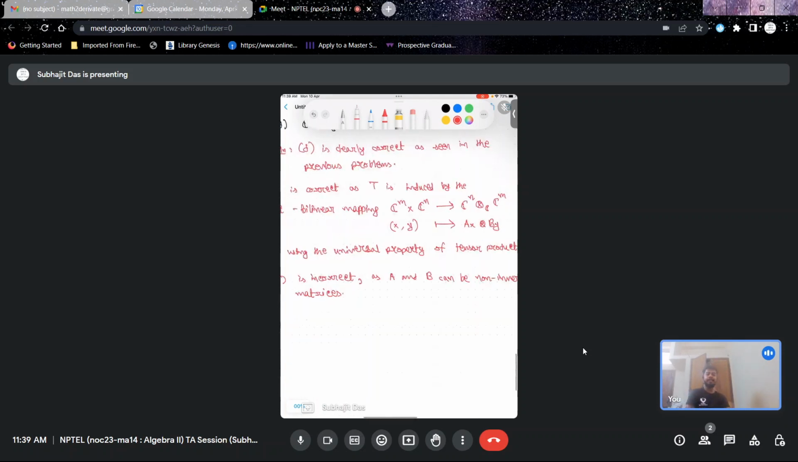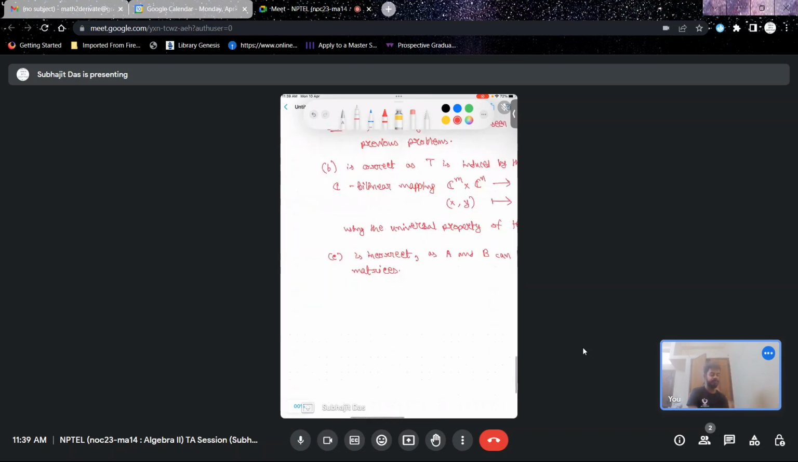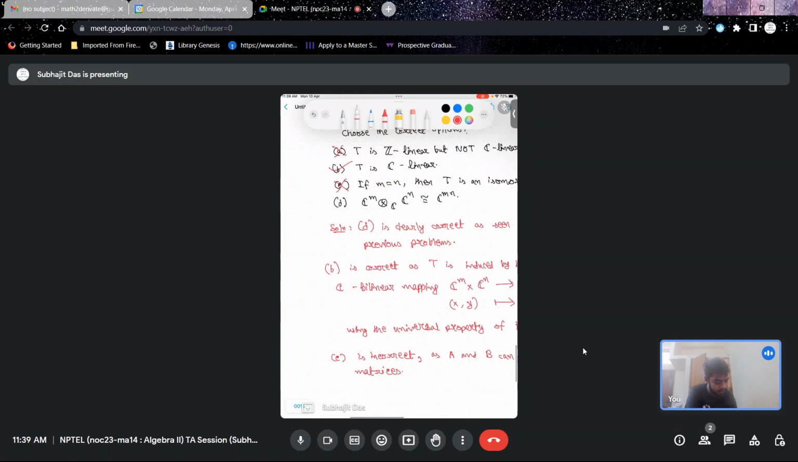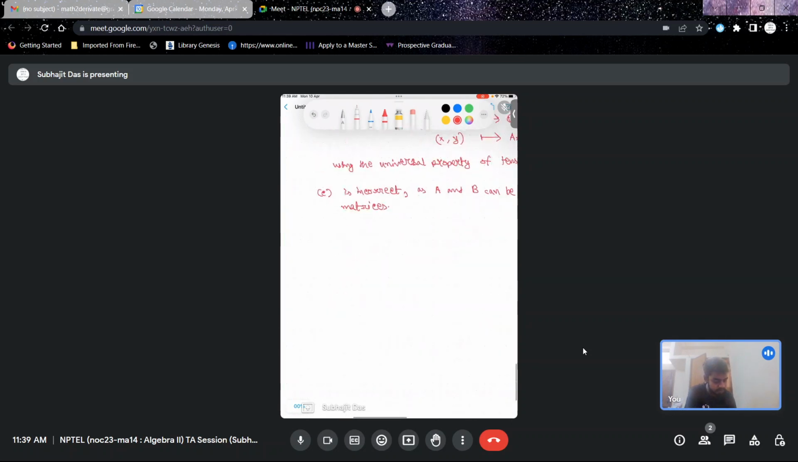So what happens in the case that A and B are non-invertible matrices? Even though x and y are non-zero each, so that x tensor y will be non-zero in the tensor product, it could happen that Ax is 0 and By is 0, so that it's not an isomorphism. So C is incorrect and option D is correct, as we clearly saw. So this finishes this problem. Let us move on to our next one.